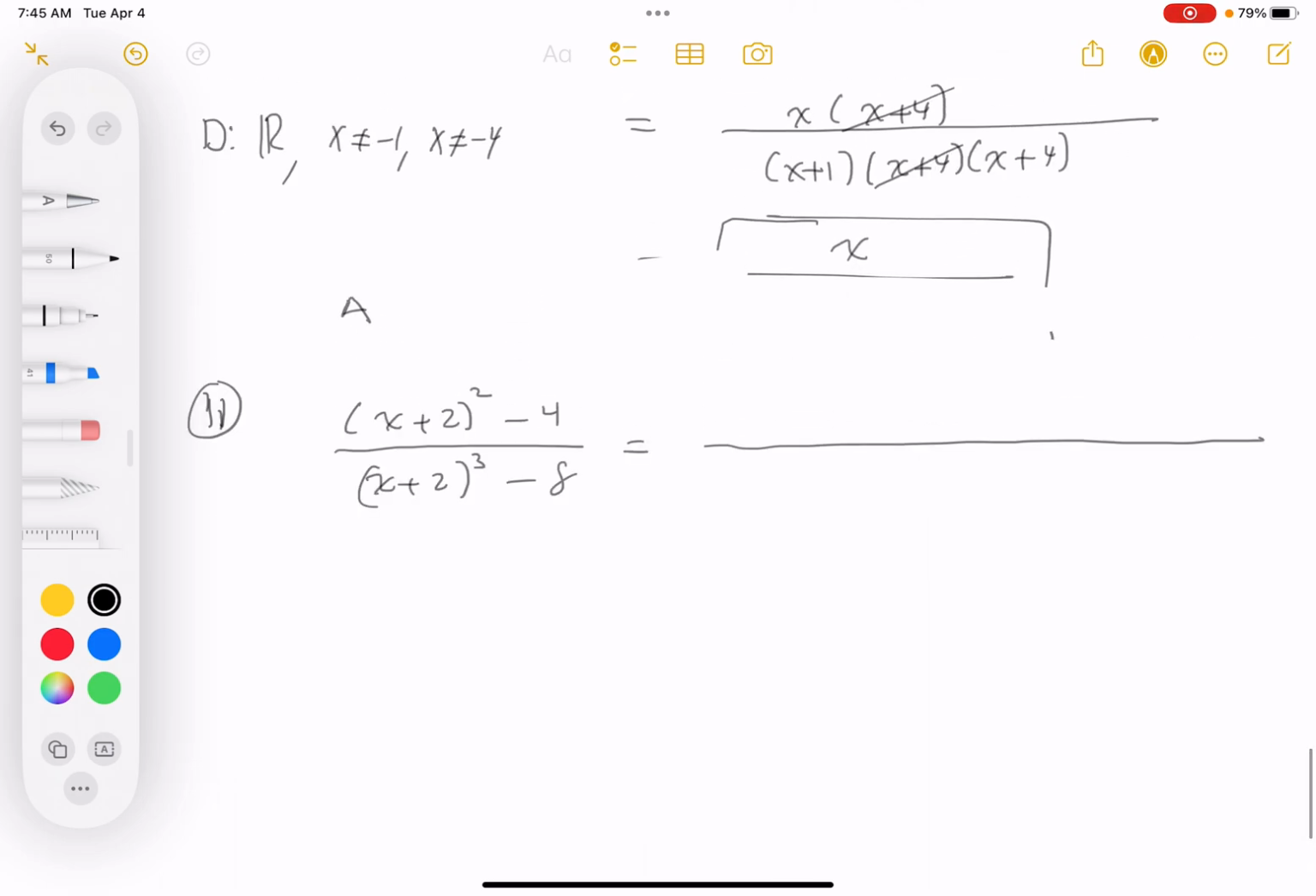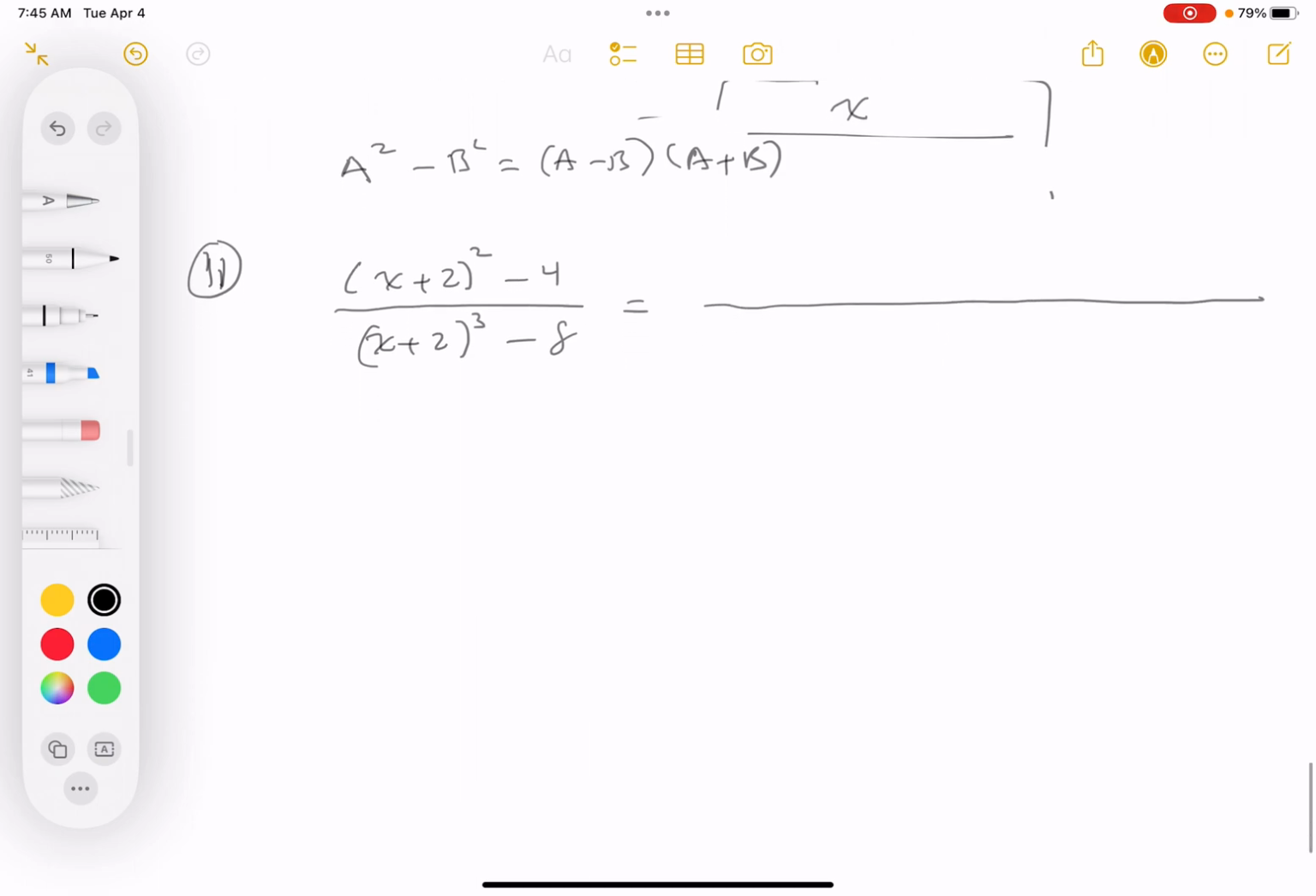So it's really a squared minus b squared. And what does that equal? A minus b times a plus b. All right? So let's write this down. So it's going to be x plus 2 minus 2, x plus 2 plus 2. I will simplify that later.